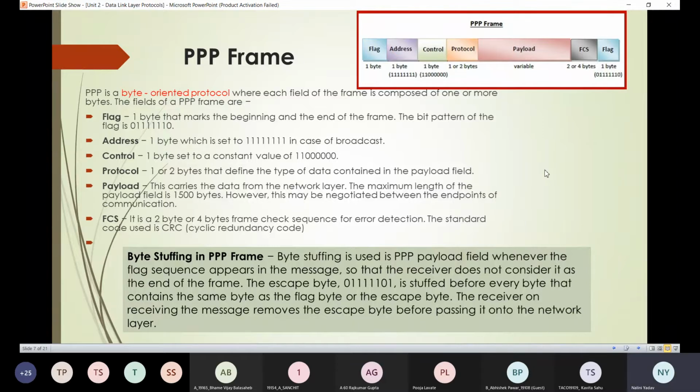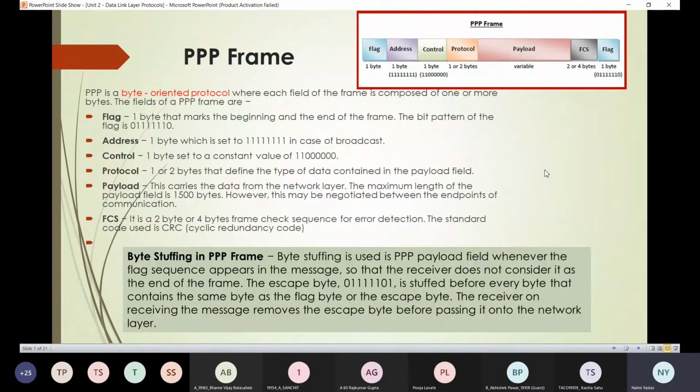Now, why do we call PPP byte oriented, with byte stuffing? Because byte stuffing is used in the PPP payload field whenever the flag sequence appears in the message, so that the receiver does not consider it as the end of the frame, right? The escape byte, 01111101, is stuffed before every byte that contains the same byte as a flag or the escape byte.